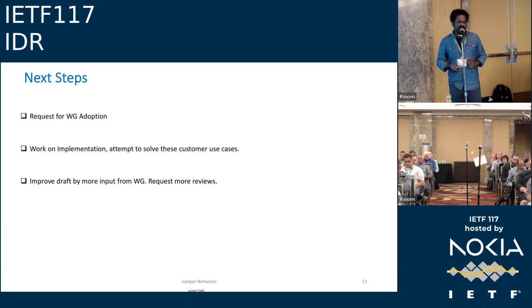So these are the few use cases that are coming about. And as we saw, we have other use cases like FlowSpec, which can also work based on that. I think there's enough interest and detail in the draft that we can work together as a working group to see whether it fits in. So I request adoption. The next step is to work on implementation and attempt to solve these customer use cases, and we solicit more input and reviews from the working group.